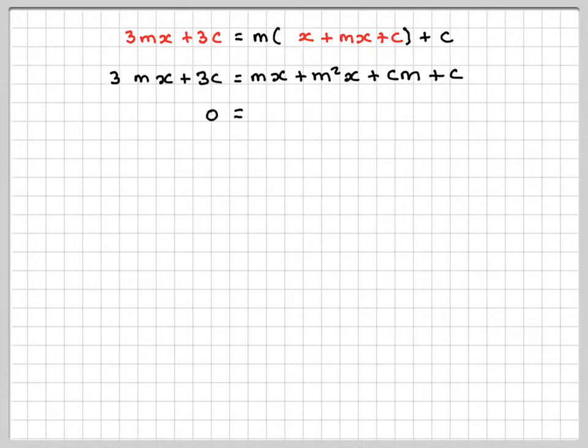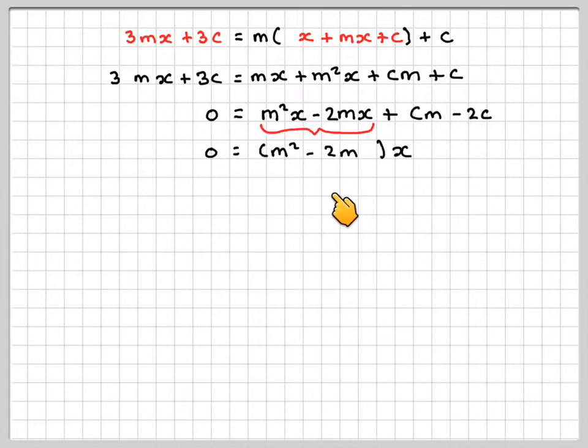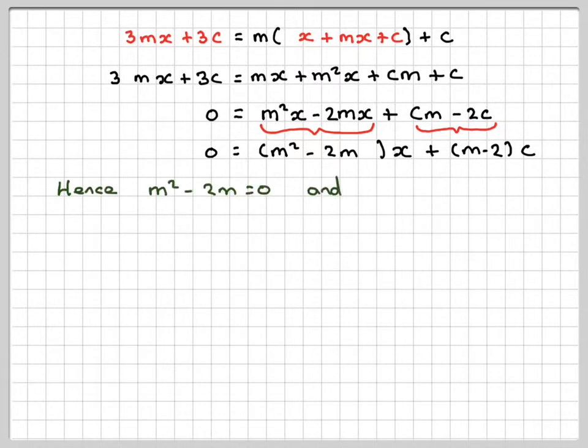We're now going to put this equal to 0, so we're going to have m squared x. And then if we bring the 3mx over here, we're going to get minus 2mx when we combine it with that one. And then we're going to get cm and then minus 2c. Okay, so we'll factorize this bit here. We're going to get x times m squared minus 2m, and then here we're going to get m minus 2 times c. So hence m squared minus 2m must be equal to 0, and also m minus 2 times c must be equal to 0.